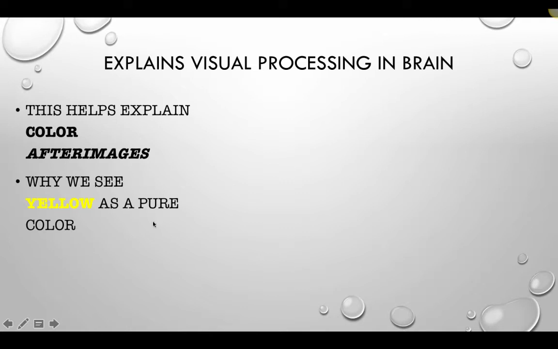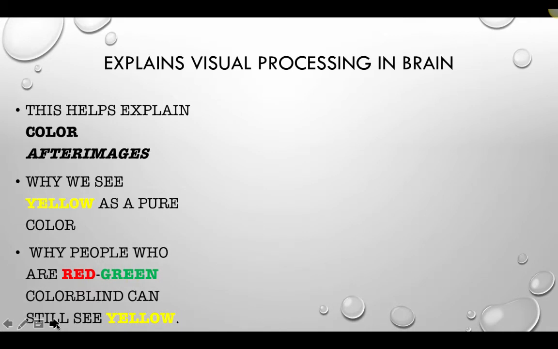So the opponent processing also explains why yellow is a pure color, because if red and green signals are coming in to the same opponent processor, yellow will turn on and blue will turn off. And yellow looks like a pure color. It doesn't look like a mixture of red and green.